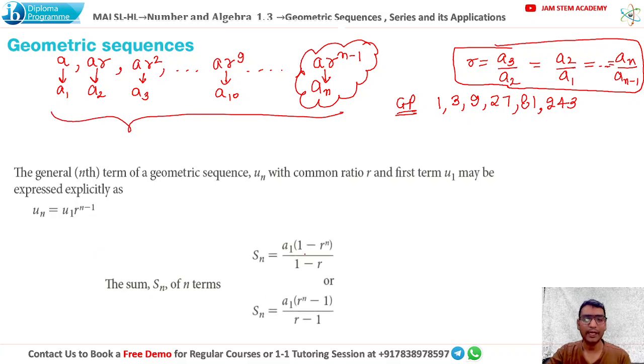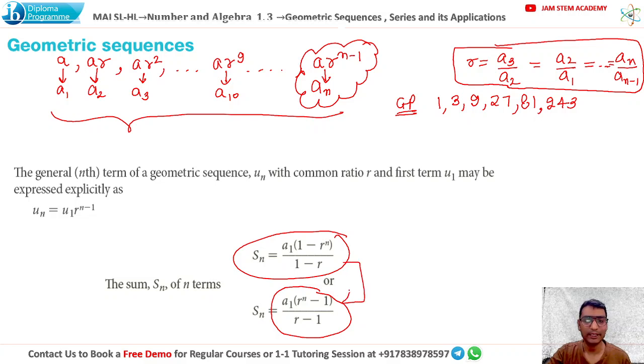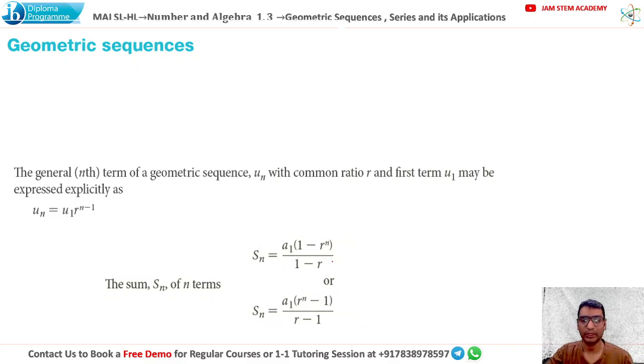That is a times 1 minus r raised to the power n over 1 minus r, this one, or a times r raised to the power n minus 1 upon r minus 1. Both are the same actually. If you take the minus sign common from this part and the minus common from that part, and cancel out those negative signs, you will get this one. So both are the same thing. So this is the formula for n terms.